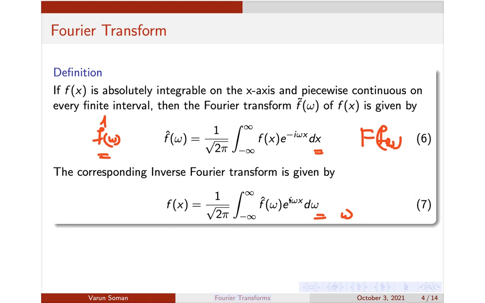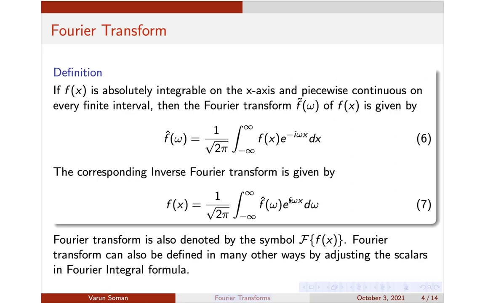But if you are referring to other textbooks, be mindful that there can be changes in the scalars. Always follow the notation given in the prescribed textbook. So this is the notation I am going to follow. From this discussion you should know the definition of the Fourier transform. Only that much is required for you. Now let us try to do some problems of finding the Fourier transform.